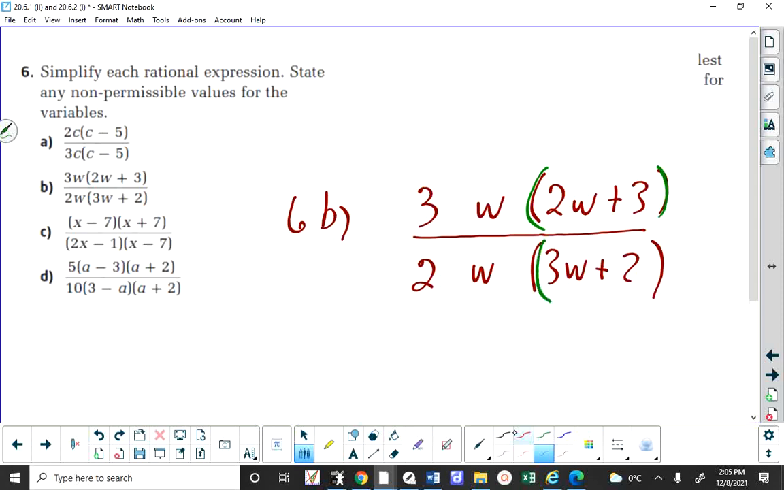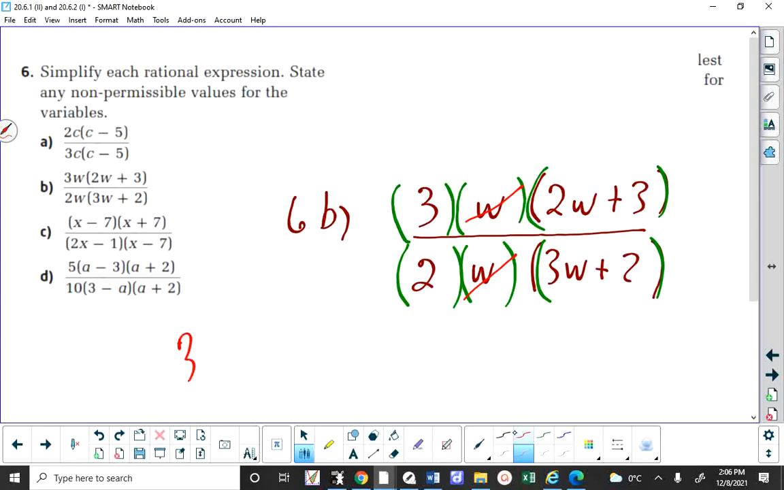The 3w plus 2 is a factor, but without changing the meaning of all of this, I could rewrite it that way. I could say that 2w is 2 times w, so I write 2 in brackets and w in brackets in the denominator, and I could do the same kind of thing with the 3w on the top. And what that means, Seamus, is I can cancel those w's.